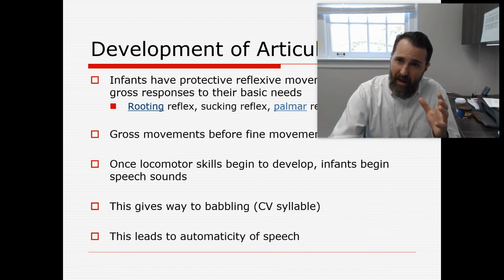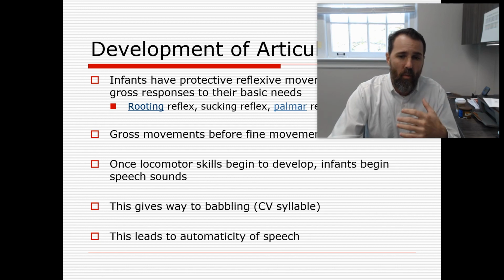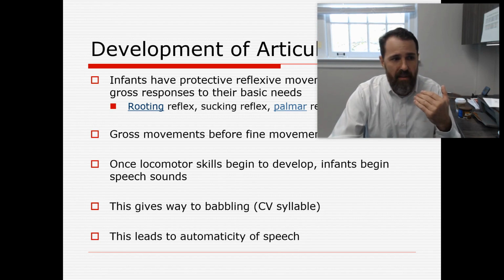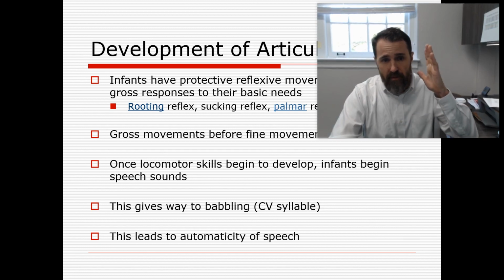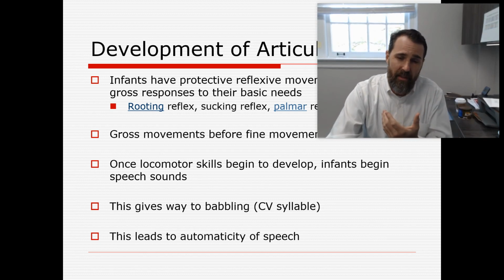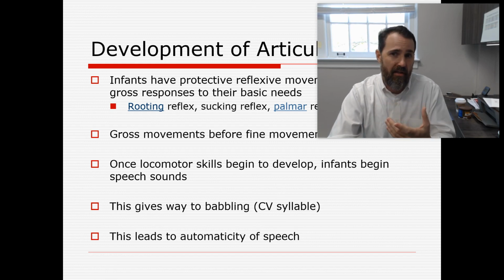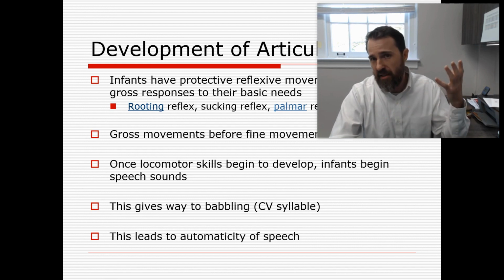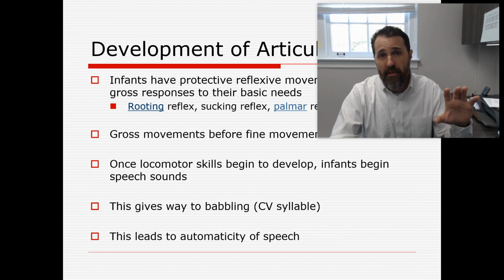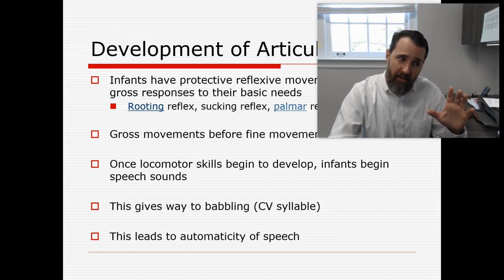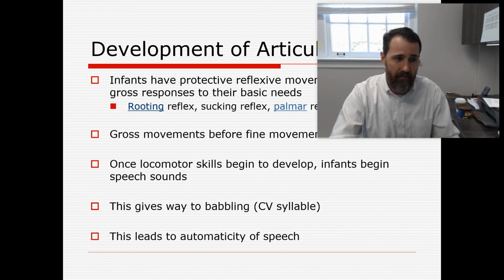And that is how, as adults, we have automaticity of speech. And that can be lost. You can have a stroke that can give you apraxia of speech. And apraxia of speech is the lost automaticity. You lose access to those motor plans that you built up when you were an infant in your crib babbling.